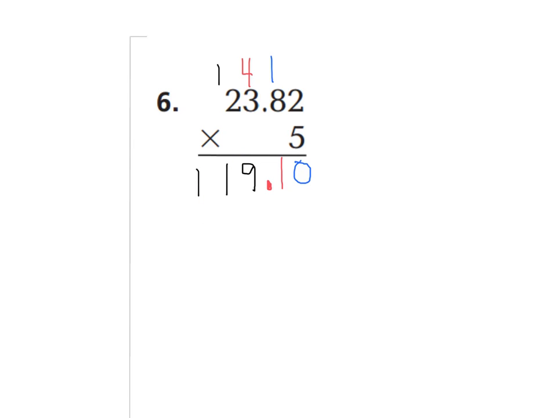I know my answer is reasonable, because if I were to just round this down to 20, I would know that 20 times 5 is 100. And of course, this is greater than 20, so my product should be greater than 100. And it is, so my answer is reasonable.